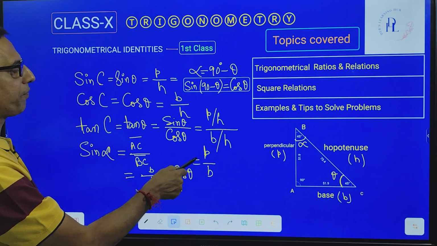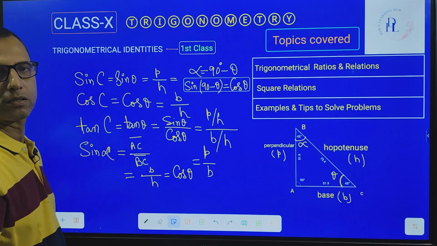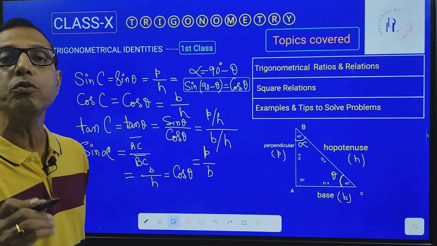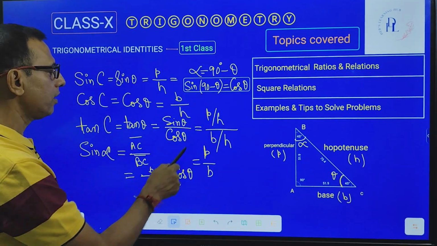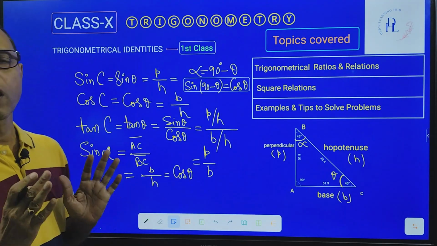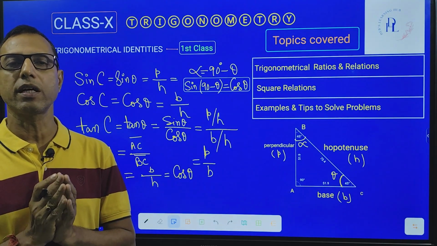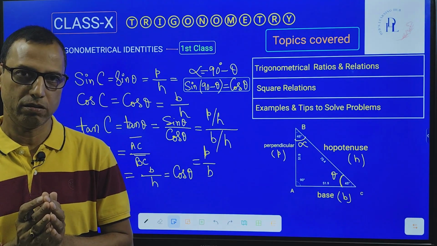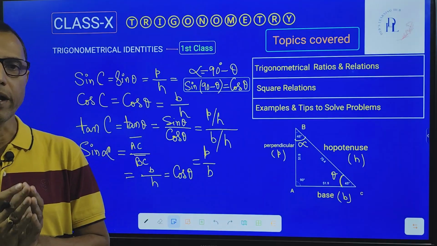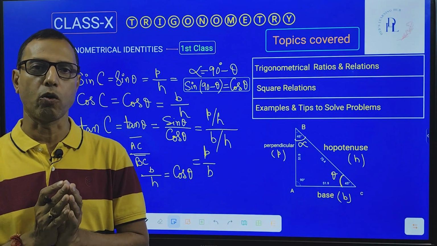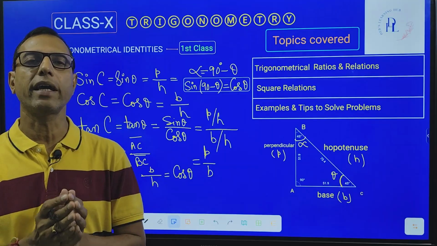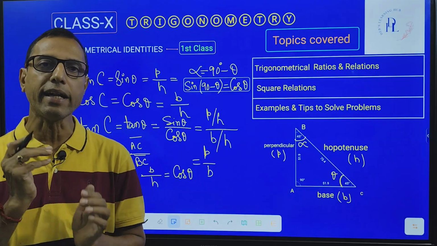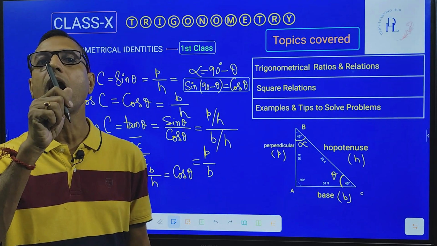And tan theta, we have seen that it is perpendicular by base, where the angle theta is the angle between hypotenuse and base. So what you can understand from here, there are two things you have understood. What are the trigonometrical ratios sine theta, cos theta, tan theta? These are nothing but the ratios of the sides of a right triangle. The second point is, when you consider sine, cosine, or tan, when you find these values, the angle you consider is the angle between hypotenuse and base.